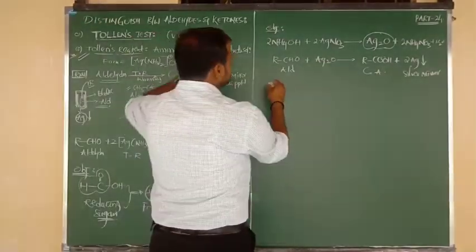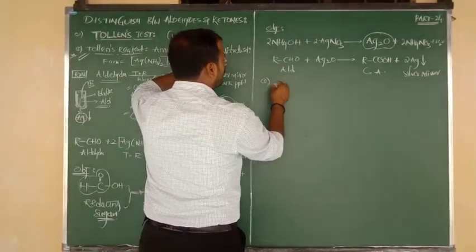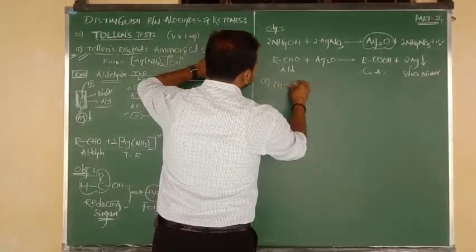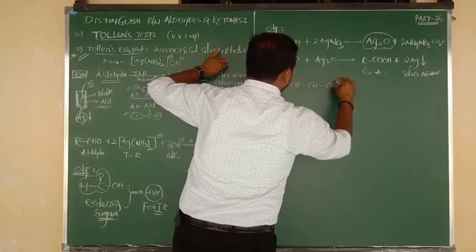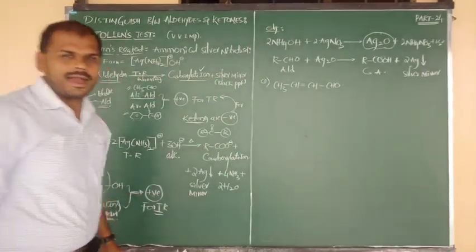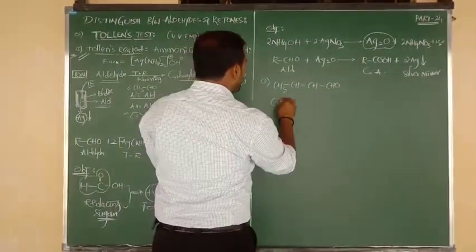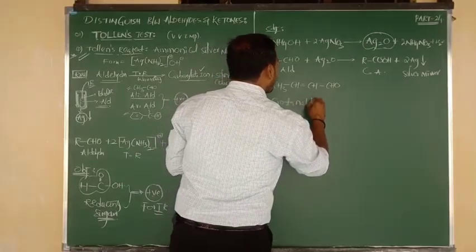Good. So the next point is the last and final one here, but this is in the form of a question I am going to give you. Suppose CH3 bonded to CH double bond CH bonded to CHO. So this is an unsaturated aldehyde. And I have given so many terms. What is the name of this compound? This is nothing but crotonaldehyde.